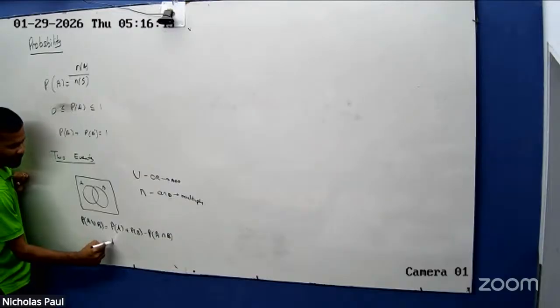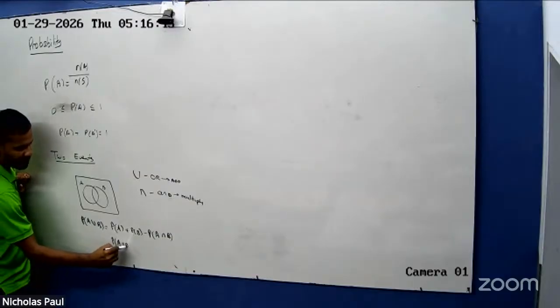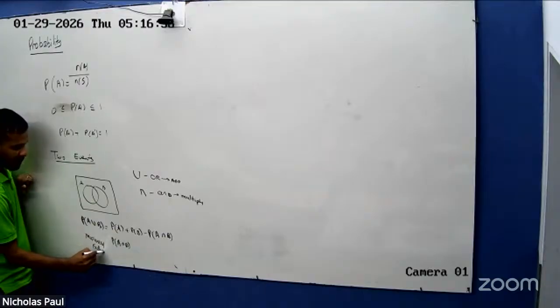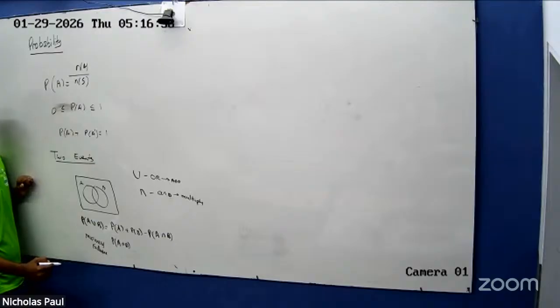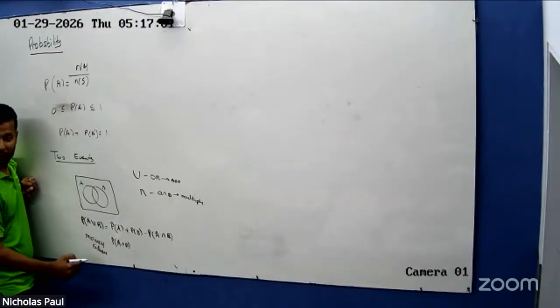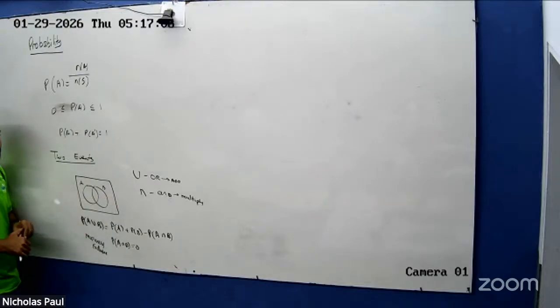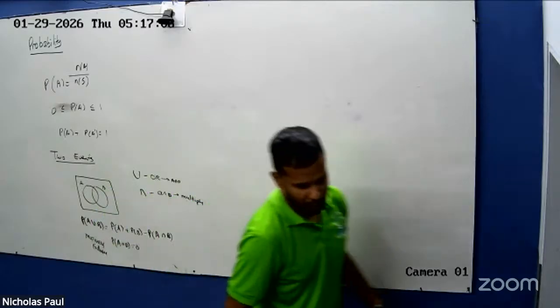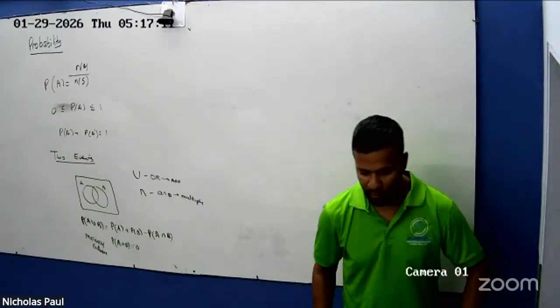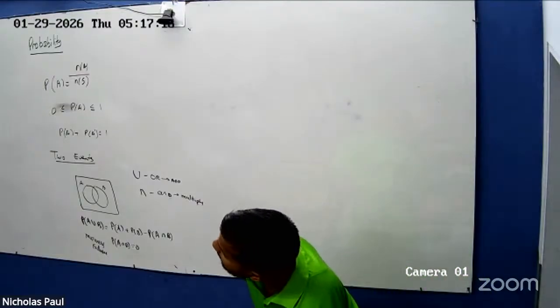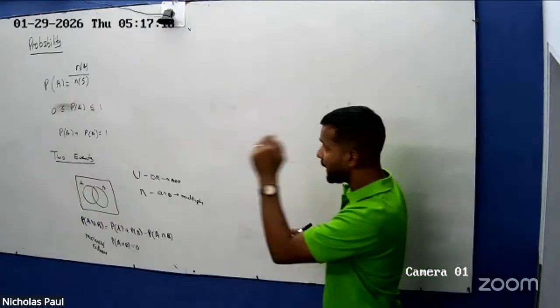What would happen if the question said that they are mutually exclusive? Anybody remember that? Mutually exclusive means that they do not intersect, that they will be separate. So mutually exclusive means that they do not intersect.